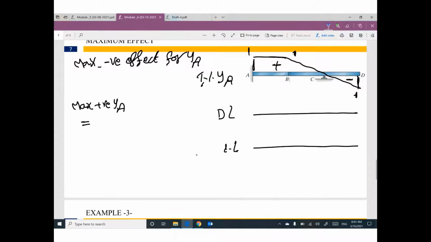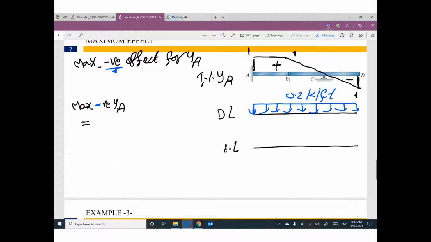No choice. Don't try to think. For dead load, I don't care, positive or negative. I'm sorry, we are looking for maximum negative. I don't care positive or negative. I don't care what is the shape of the diagram. I don't care about anything because I don't have a choice. For dead load, it must cover the whole beam. No choice.